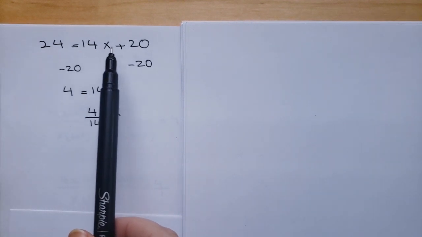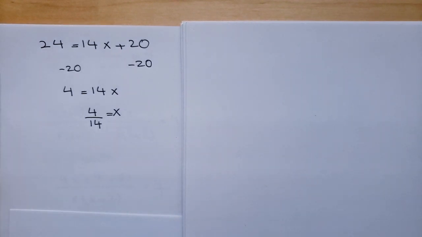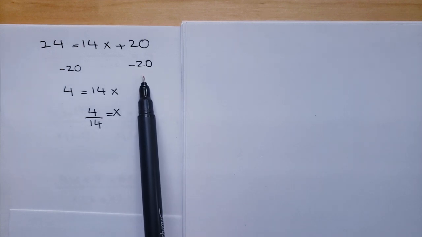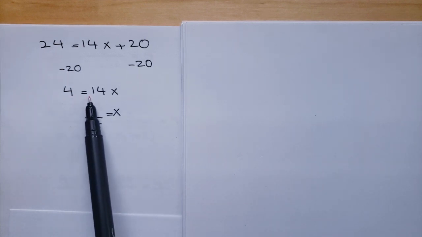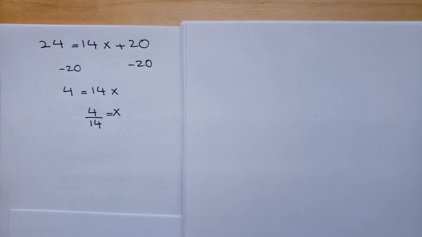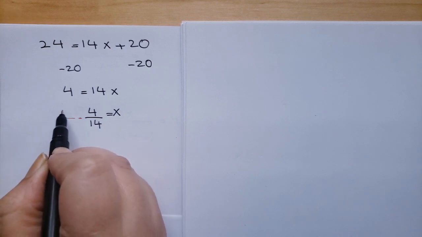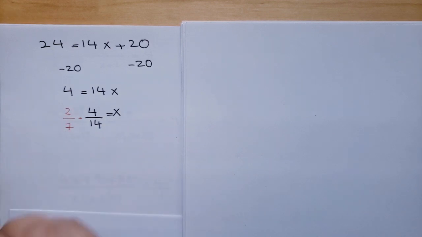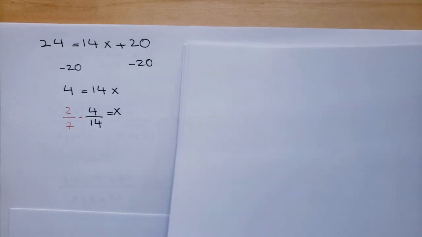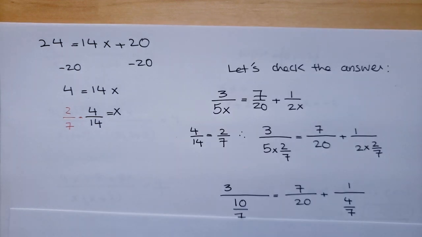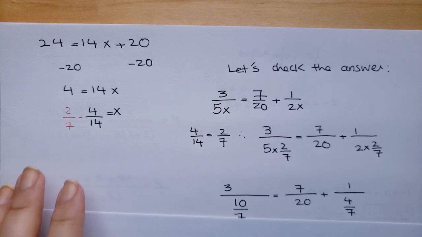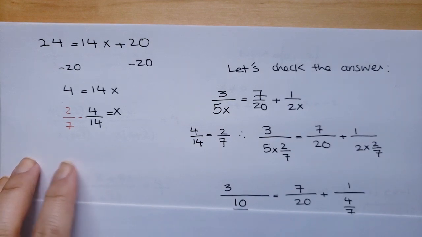Now let's continue. 24 equals 14x plus 20. In order to isolate, I add negative 20 to both sides. So 4 equals 14x. The final answer is 4 divided by 14, or you know that you can just simplify both sides by 2 over 7. So here, I want to suggest you always, when you're doing an equation, go back and check your answer. So let's do it here.